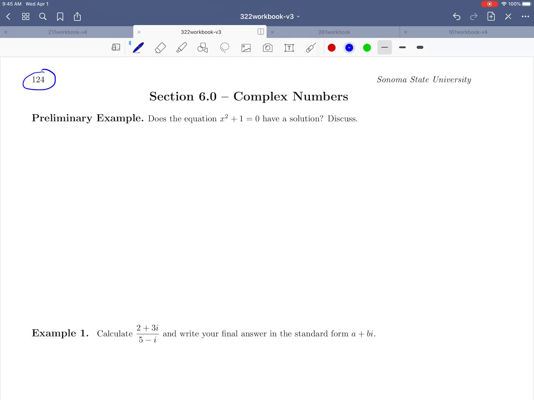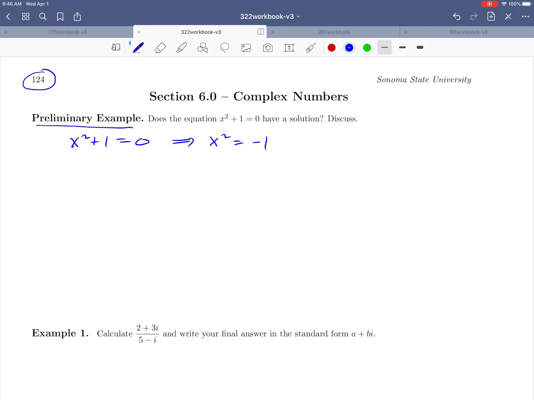Okay, so let's start this discussion with a question in the preliminary example here together. Does the equation x squared plus 1 equals 0 have a solution? Well, if we approach this as just an ordinary algebra problem, you could think of this as just trying to get the x by itself here. So we would subtract 1 from both sides. And then what we're asking is, is there a number whose square is equal to -1? Well, that's an interesting question.